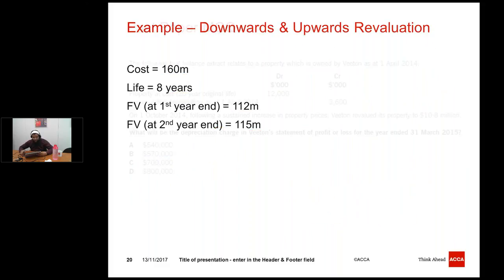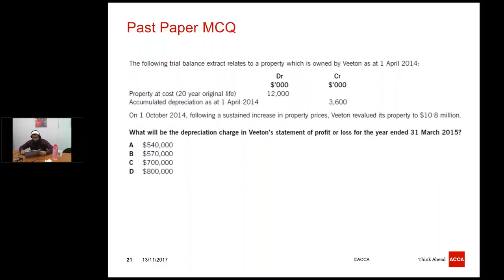Now let's move further, and we are solving a past paper MCQ now. The question says that the following trial balance extract relates to property owned by Wheaton at 1st April 2014, and the requirement relates to March 15, which means this is a complete year. Always check the year end, because it is necessary to know which date the value being asked relates to. What will be the depreciation charge in Wheaton's statement of profit or loss for the year ended 31st March 2015? The property at cost was 12,000 and the original life, which means the total life, was 20 years.